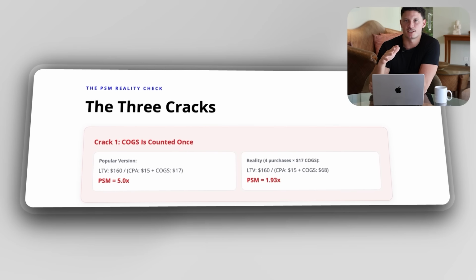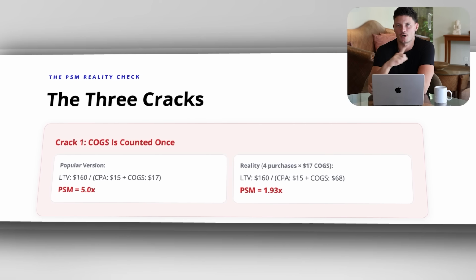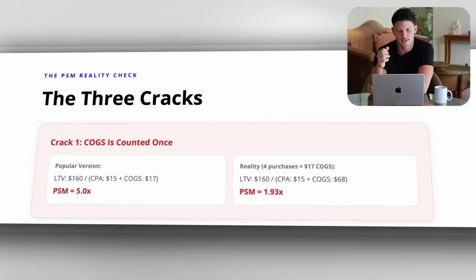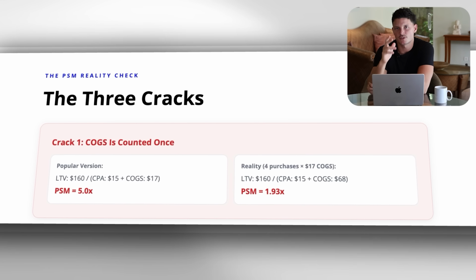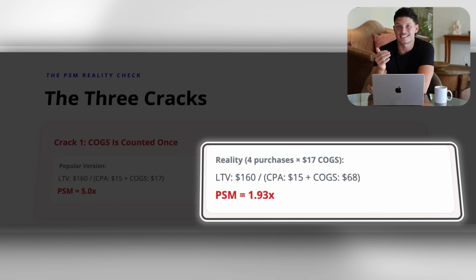But here's where self-discovery happens, when you actually try to use this in practice. The first problem is pretty straightforward: it only counts COGS once. But a customer placed 4 orders through their whole lifetime, and it only counts COGS once. Let's say it costs us $17 to pack, produce and ship. So the real total cost of goods sold wasn't $17, it was $68.